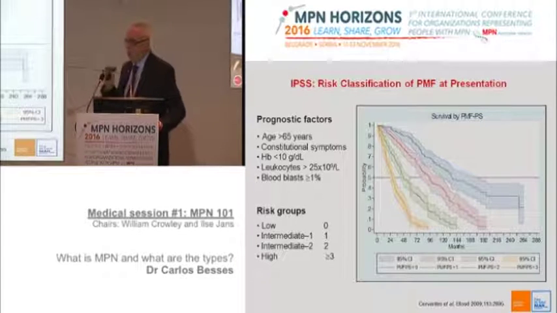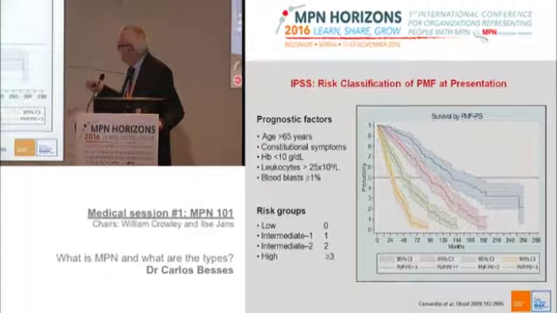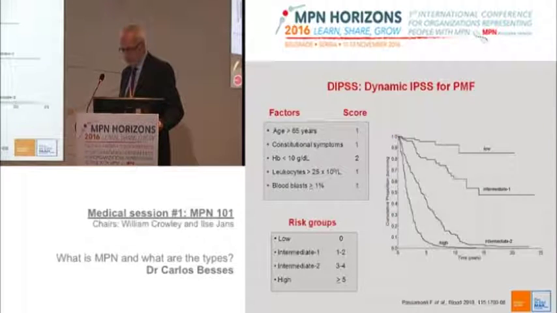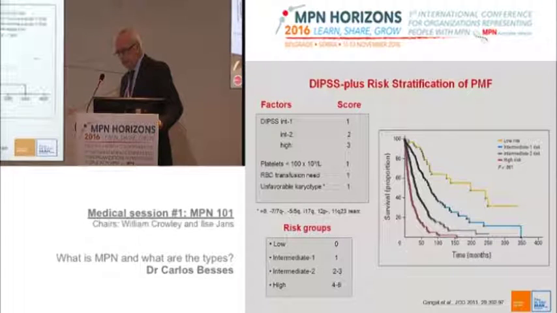According to the presence or absence of any of these features, the patients are stratified in risk groups. This means that these patients, according to the risk group, may live theoretically 11, 8, 4, and 2 years. This has been refined by the dynamic IPSS system, a system to be applied for patients who have been diagnosed previously. And there is even another type of stratification promoted by the Mayo Clinic that involves also platelet count, red blood cell transfusion need, and karyotype. These are refinements of the first original stratification system.